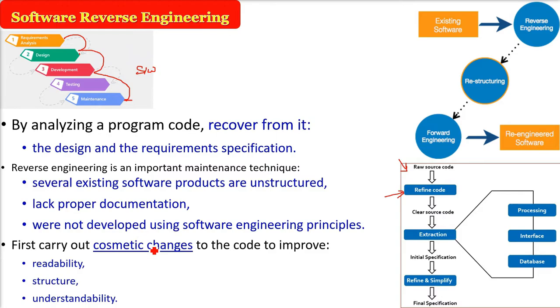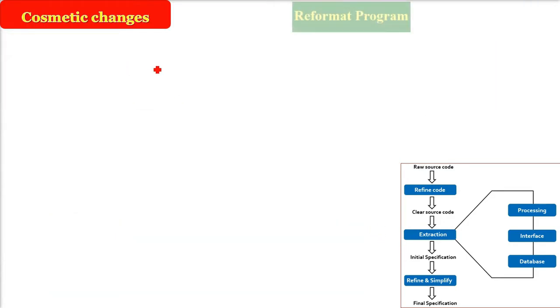So first we need to do the cosmetic changes. Like your face, you want to go to the party, you will put some cream and some talcum powder. So you want to improve the readability, the structure and the understandability first of all, before you can actually try to learn the code and come up with a design of this code, and finally the requirement specification. So first clean the code, then try to extract the design and then the specification.